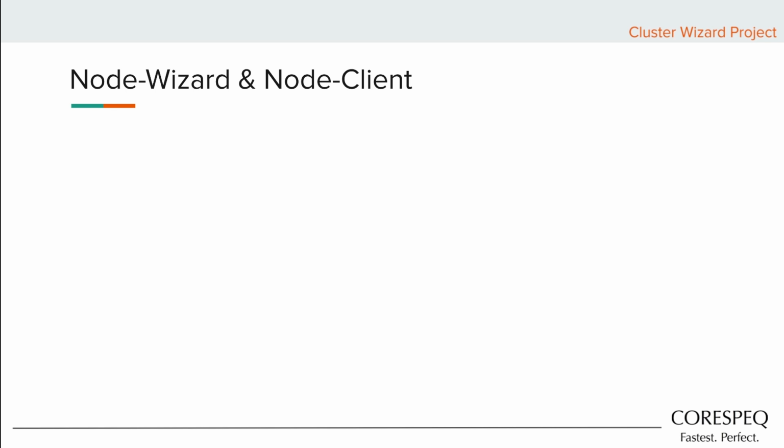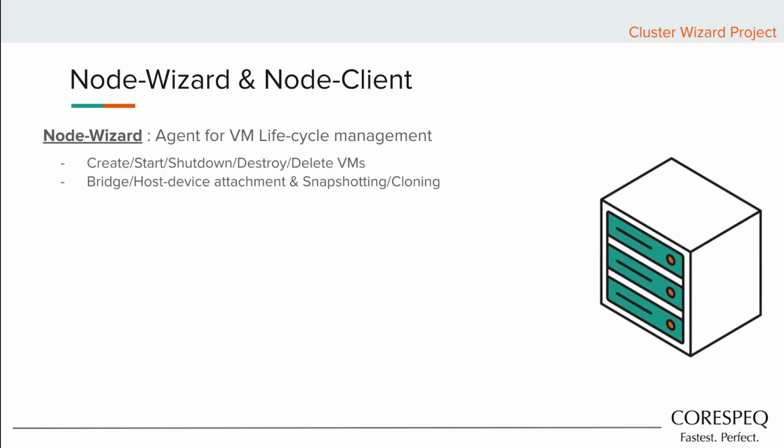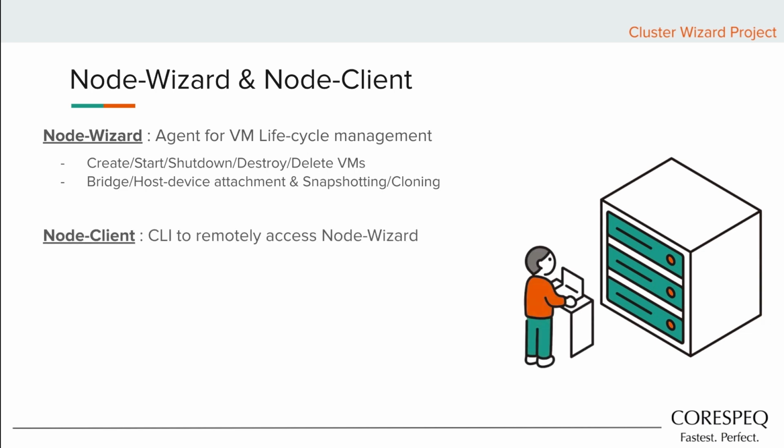Let's start by giving a quick introduction to Node Wizard and Node Client. Node Wizard is an agent for VM lifecycle management. This tool allows us to create, start, shut down, destroy, and delete VMs. Along with this, Node Wizard can attach bridges and host devices to a VM, and also create snapshots and clones of VMs. Node Client is the command line utility used to access Node Wizard remotely.